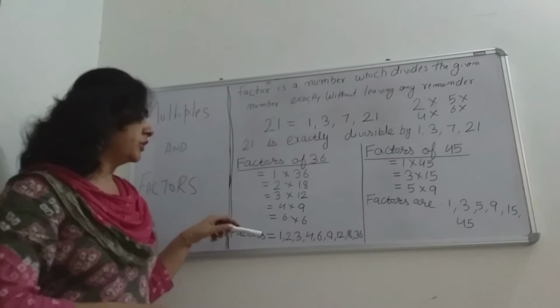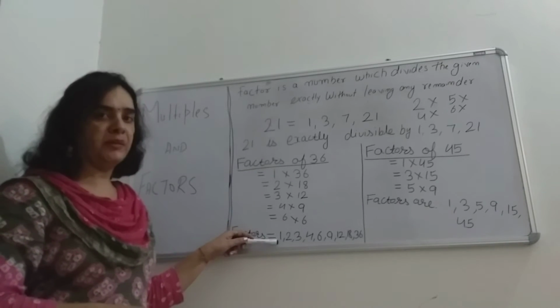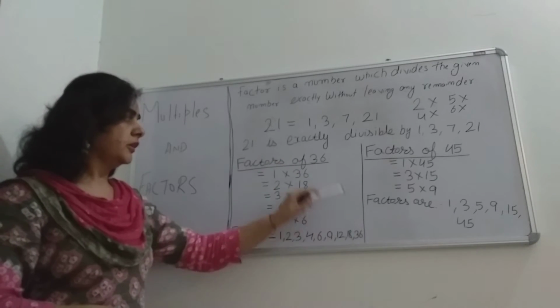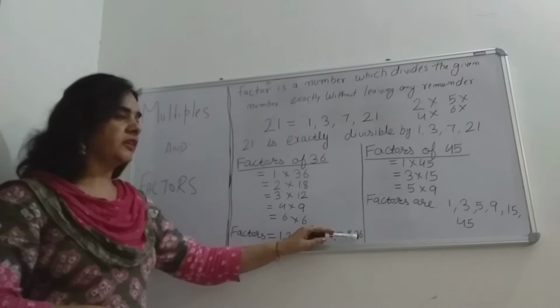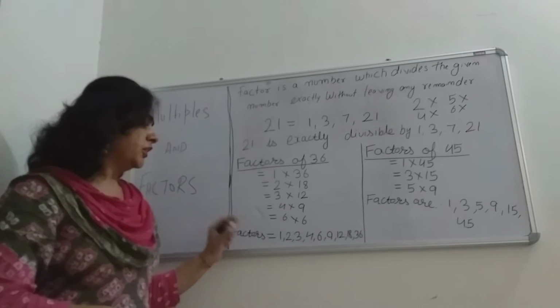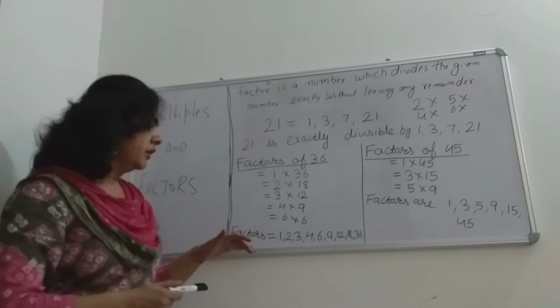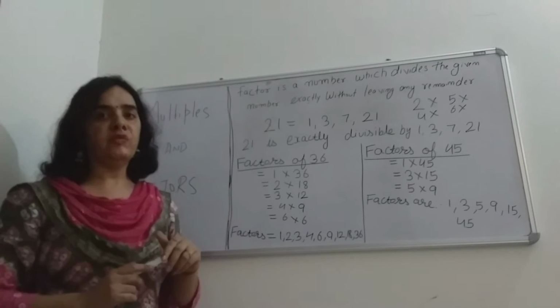So what I told you, that 1 is a factor of every number and every number is a factor of itself. 36, so its factor is 36 also. One more thing I want to tell you, that factors of a given number can be either equal to or less than the given number.